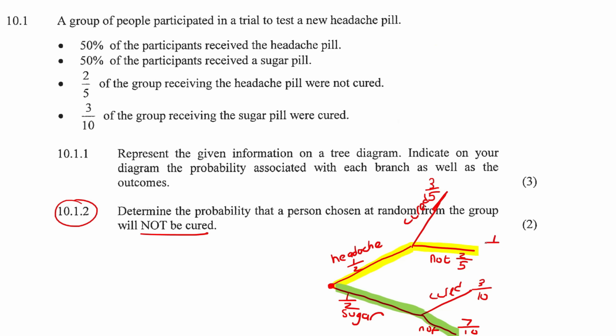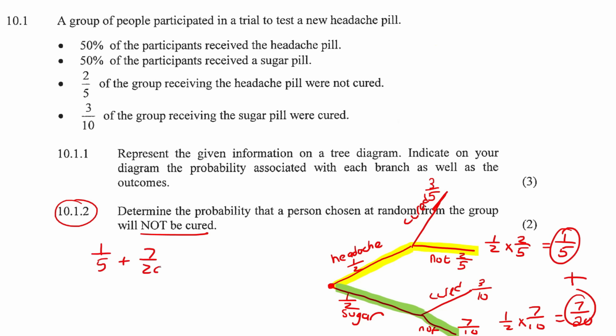So let's quickly do that. 1 over 2 multiplied by 2 over 5. You see I multiplied this number and this number together, and that'll give you 1 over 5 after you simplify. Then the green one is going to be 1 over 2 multiplied by 7 over 10, which would give us 7 over 20. Okay? Then what you then do with these two answers is you add them together. So 1 over 5 plus 7 over 20, and that'll give 0.55 or 11 over 20.